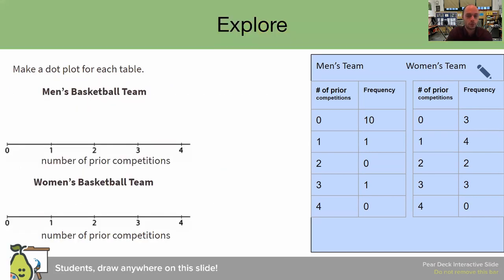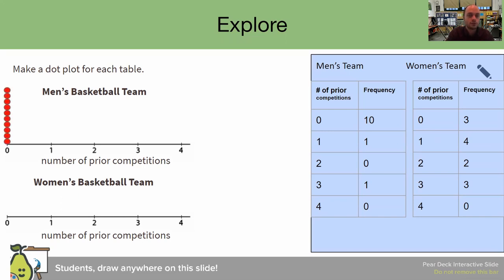So let's take a look at Explore Part B. Before we jump into all of it, let's take it one step at a time. The first step of Explore Part B requires us to make a dot plot for each table, specifically the men's table and the women's table. So please pause this video and fill in the dot plot for the men's basketball team number of prior competitions. All right, welcome back.